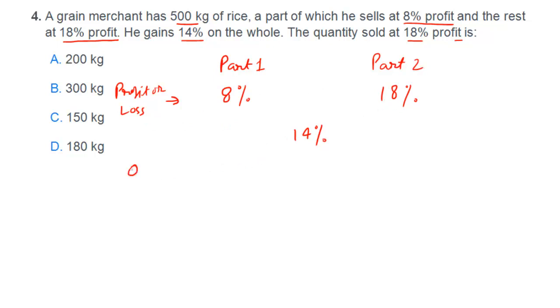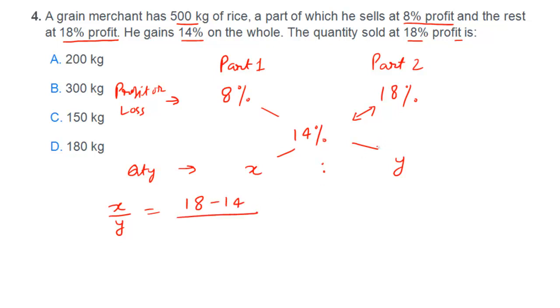Okay, and then in what quantity it should be mixed. So just write X to Y, which we have to find out. So in this way we can apply the alligation rule, in the same fashion. So I will just write, applying alligation rule, X by Y or X is to Y is equal to, go in the direction of X and the difference of this, which is 18 minus 14, divided by, go in the direction of Y and the difference of this 8 and 14, which is 14 minus 8.